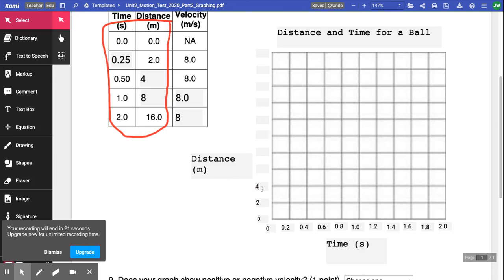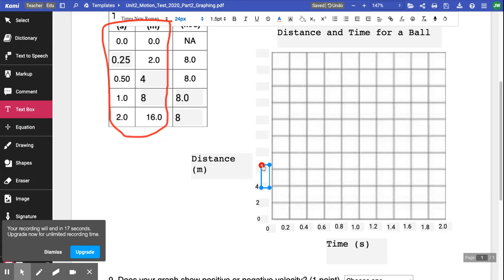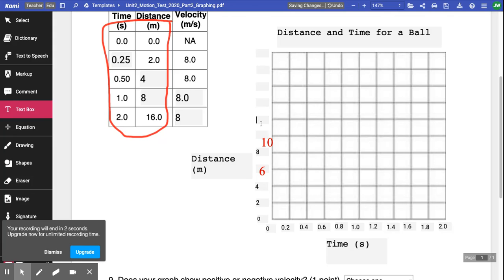So 2, 4, 6. Oh, what's going on here? Oh, it doesn't like that box. Why doesn't it like that box? Okay. Pay no attention to 6, 8, 10. Oh, man. 12.